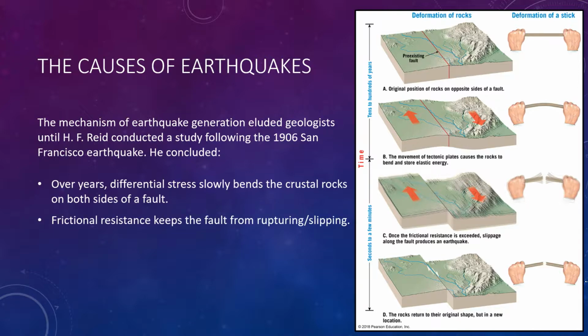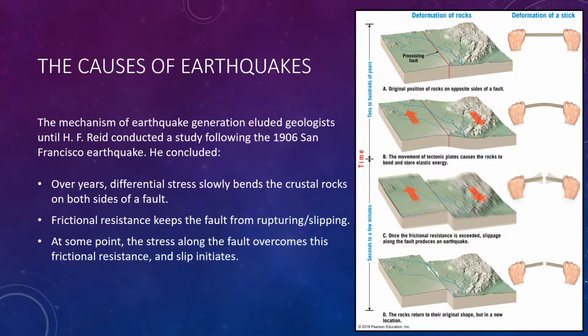Frictional forces will resist this motion and keep the fault from rupturing and slipping. Note that friction inhibits slippage and is enhanced by irregularities that occur along the fault surface. So in other words, the two pieces of rock are just stuck together. At some point, however, the stress along the fault overcomes the frictional resistance, and the slipping initiates.